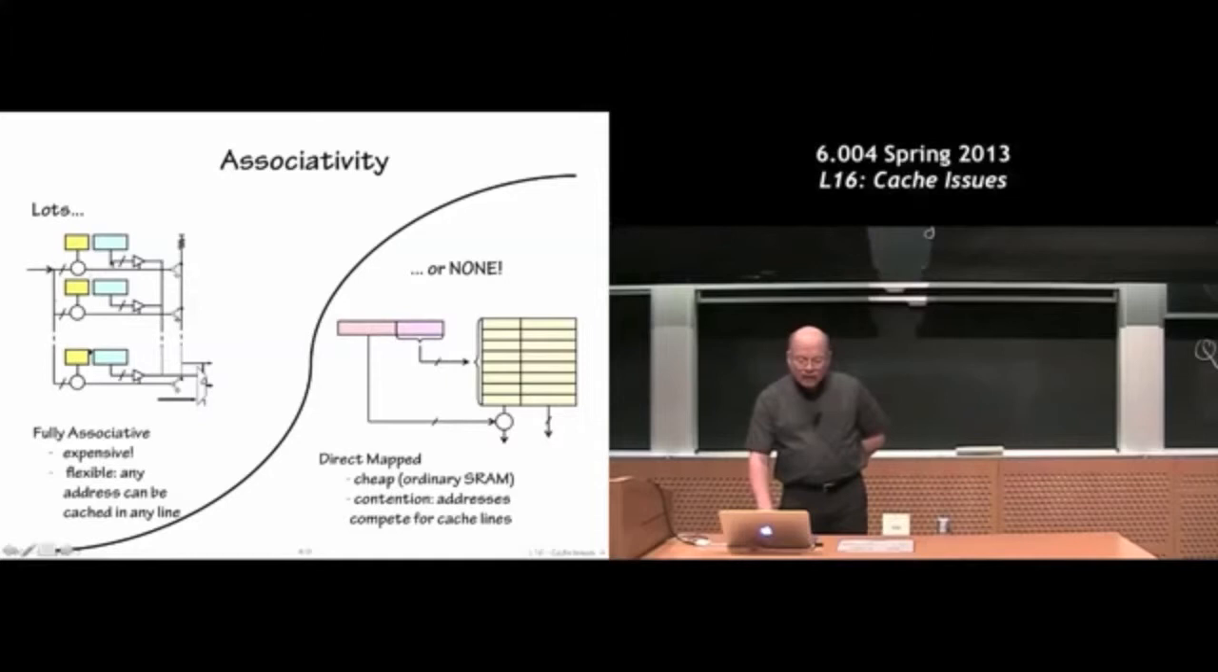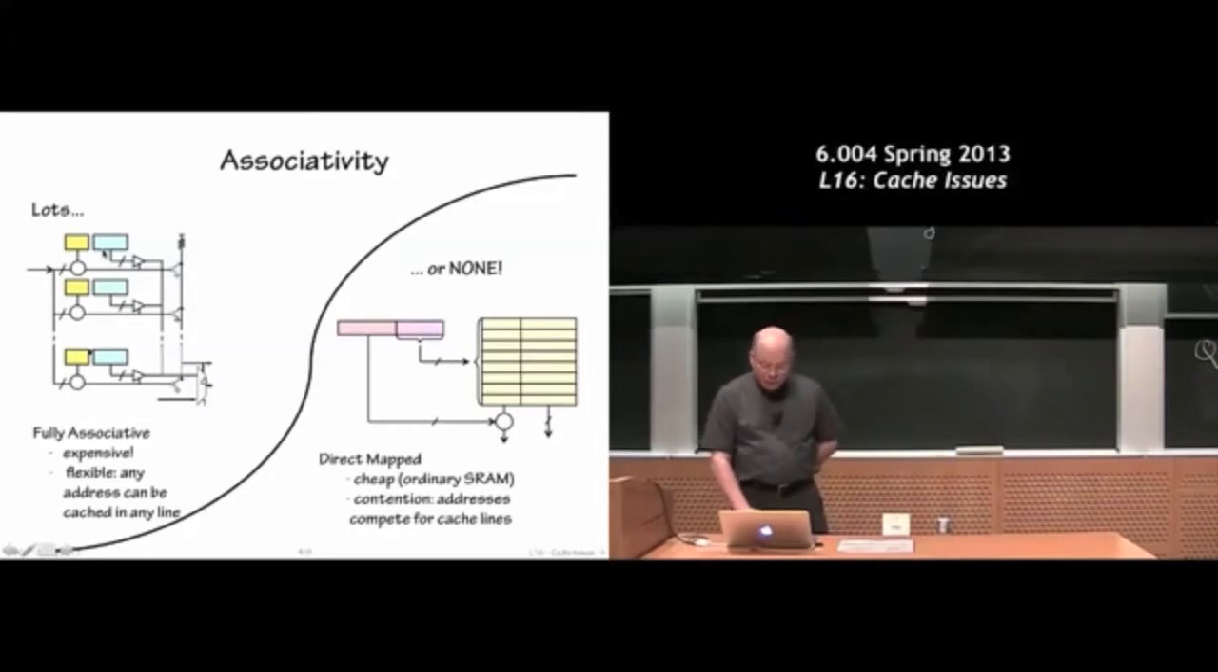Only a small fraction, usually a little less than half, of the circuitry associated with a fully associative cache is actually devoted to storing the data that we want. So it's an expensive thing. It's also pretty power hungry because there's a lot of circuitry running in parallel here.